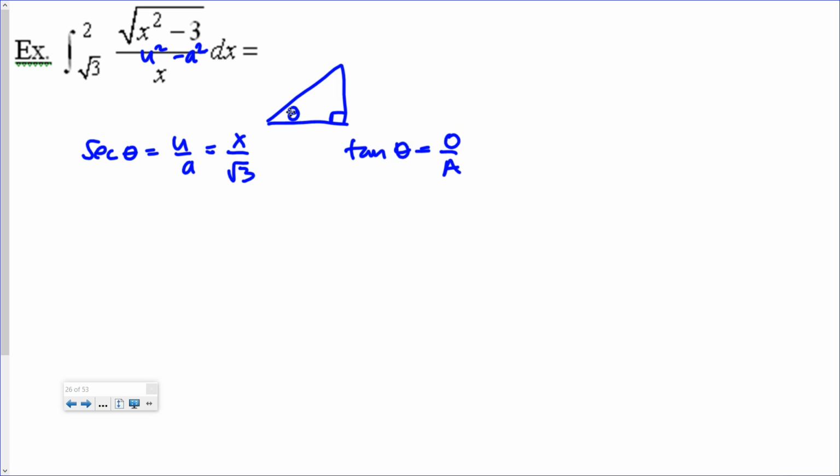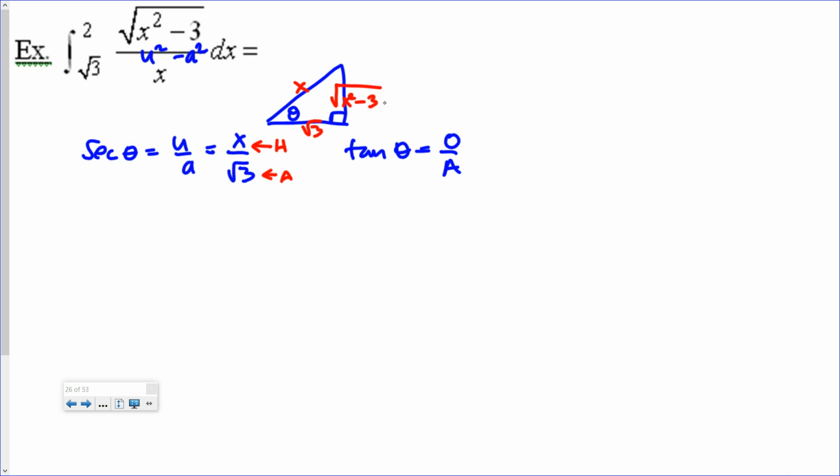Okay, when I draw my triangle, what I see is since secant is x over square root of 3, secant is the reciprocal of cosine. So this must be hypotenuse over adjacent. So I'll put my hypotenuse as x. My adjacent side is square root of 3. This little side here is the square root of x squared minus square root of 3 squared, which is 3.